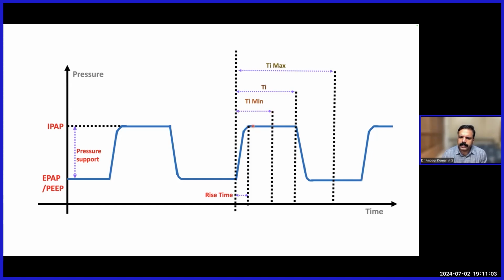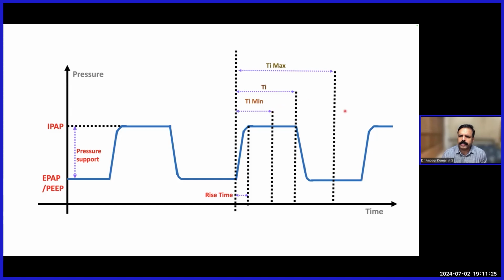The same way, if the patient is continuously keeping the inspiration for quite a long time, the patient cannot breathe in more than the TI max, because beyond the TI max, the patient cannot hold. So TI max is the maximum time the patient can keep inspiration, and TI minimum is the minimum time the patient will have to keep the inspiration.